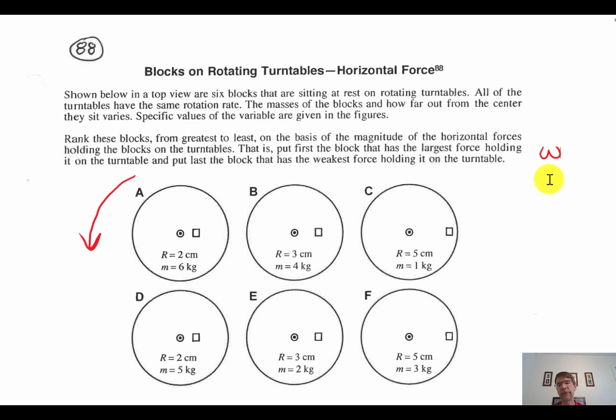It could be in RPMs, but we like to convert that to radians per second, which we probably won't have to do here, but we could. They all have the same rotational speed. Actually, it doesn't tell us what it is, so we could pick any number, 1 radian per second, if we want to do some calculations, which we might here. So, overhead view. There's these little blocks of different masses sitting on the table.